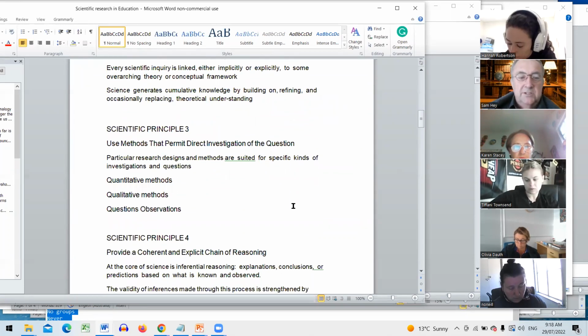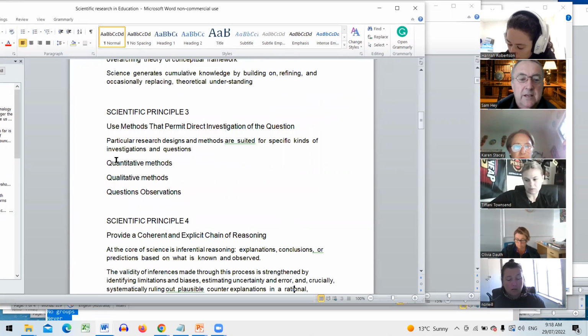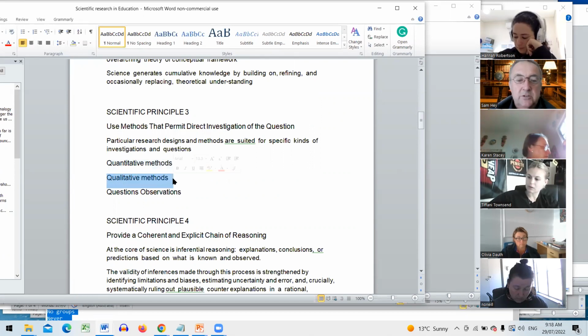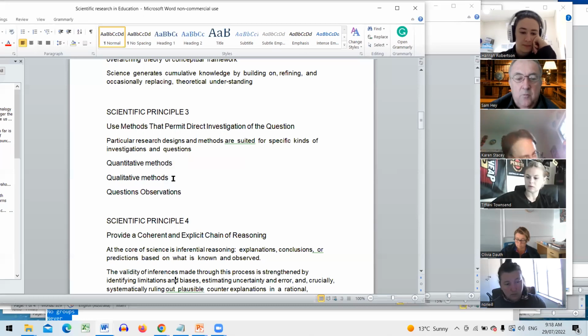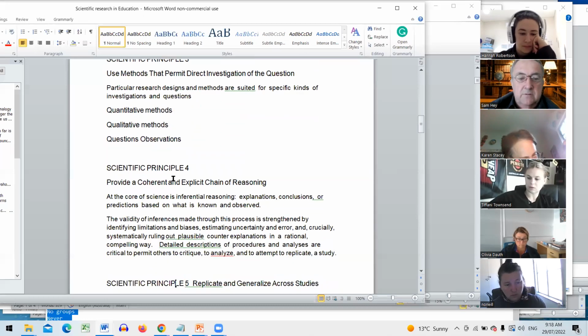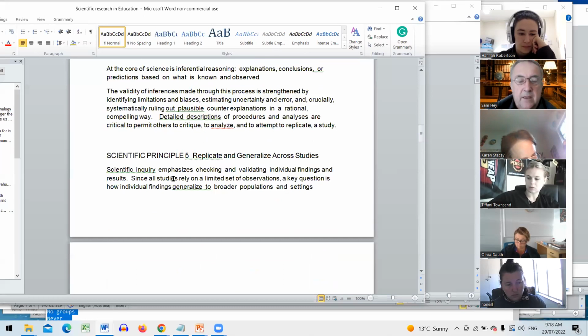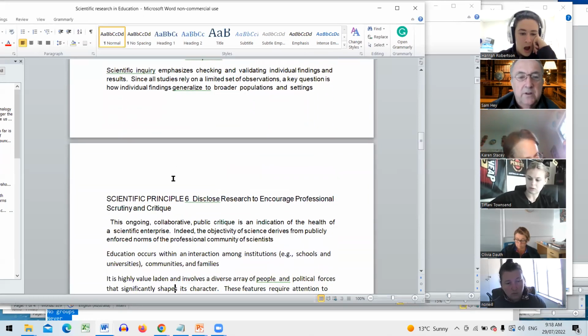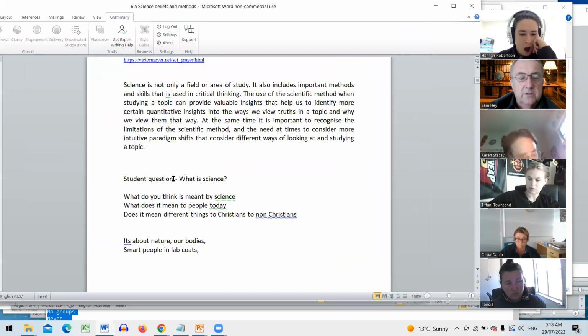Also, we can use quantitative and qualitative methods. Quantitative is where we collect numbers, we make observations and we say that so many people do this or that. And then qualitative, we ask open-ended questions. Why do you do this? And then we have chains of reasoning, and then we generalize, and then we communicate what we find. So that's one model, and I want to come back to that in a moment.